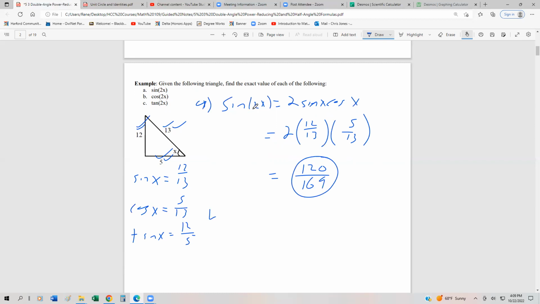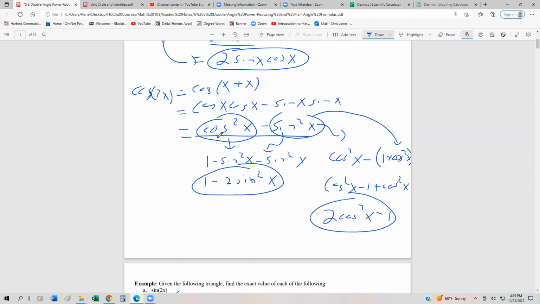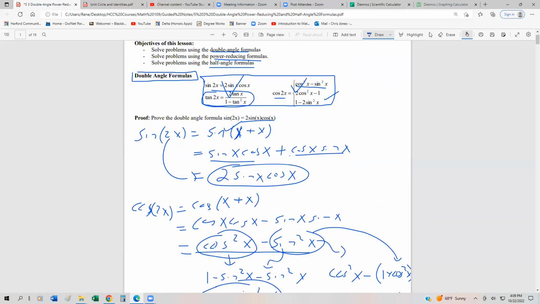Okay? For letter B, if I want to try to find the cos of 2x, I could use any of the formulas. Okay, so remember, cosine has three variations of this. Now I'm just going to use the cos square minus sine square, okay, and I'll show you guys why. If I use either of the two with the ones in it, I'd have to get a common denominator. Okay, this avoids me having to get a common denominator.